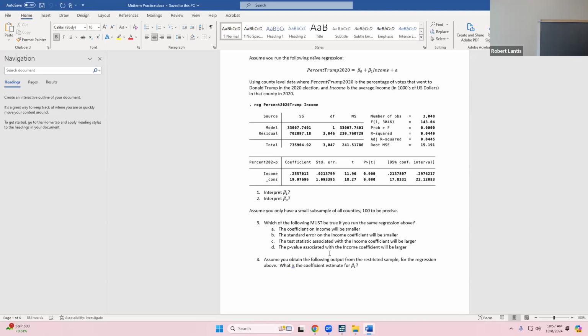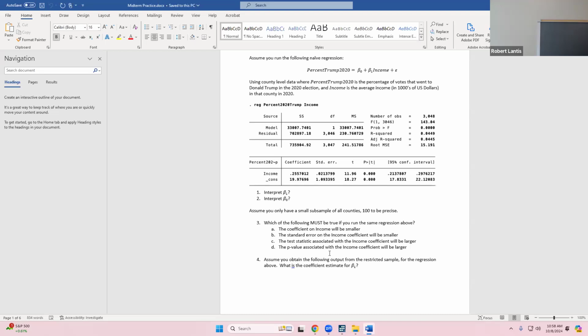Because we have these higher standard errors, our test statistic, which has the standard error as its denominator, is going to have to be lower. So the option saying our test statistic is larger can't be true. The p-value associated with this income will now be larger. Well, we had smaller test statistics, so the p-value has to be larger. So that one has to be true. Now I could have added an additional one in there, and it would have to be wrong: it is now more likely we can reject the null. Well, no, it's less likely with larger p-values.